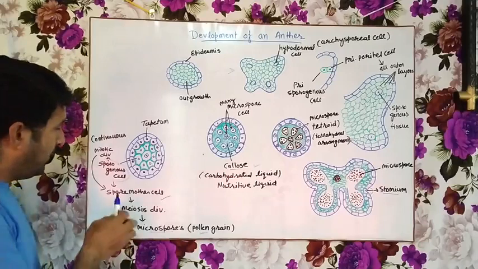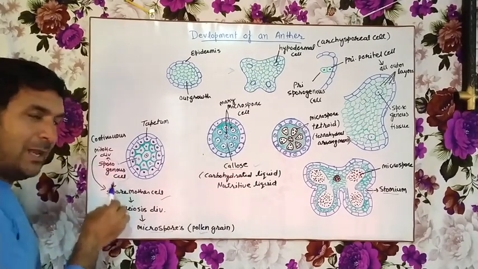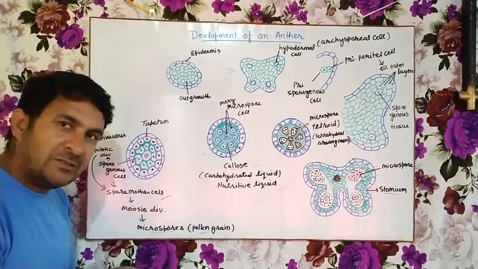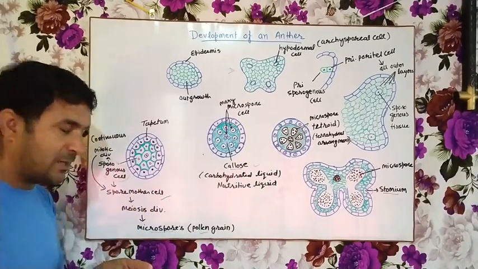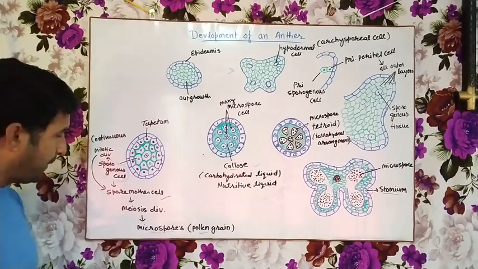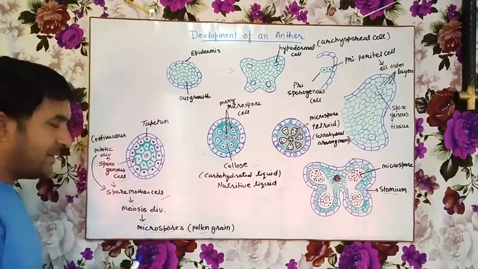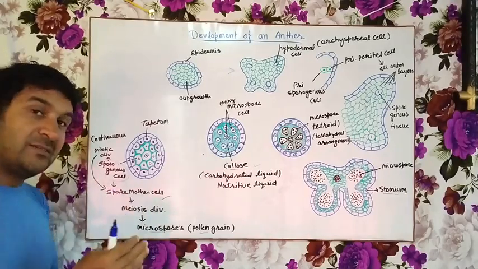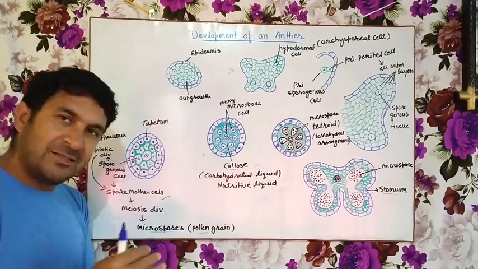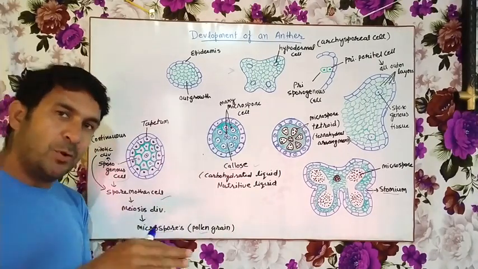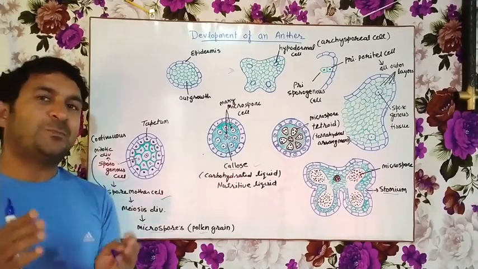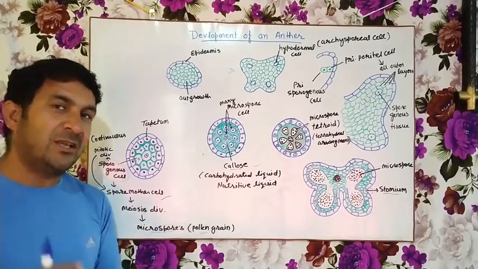Right? The sporogenous cell, after continuous mitosis cell division, develops spore mother cells. Okay? These spore mother cells will now divide by meiosis, another cell division process. Meiosis cell division, and that's you know very well. What is the speciality of meiosis cell division?